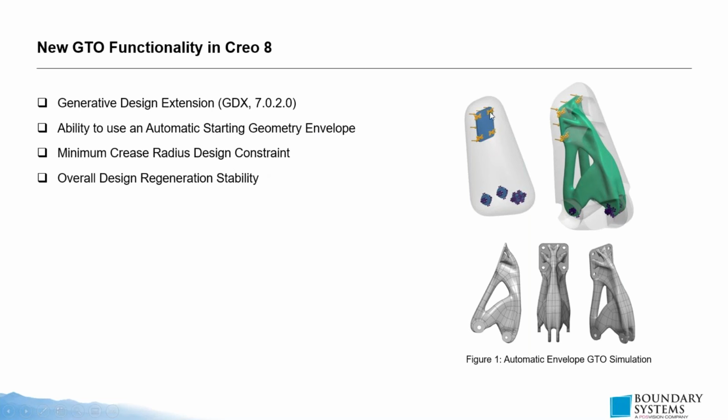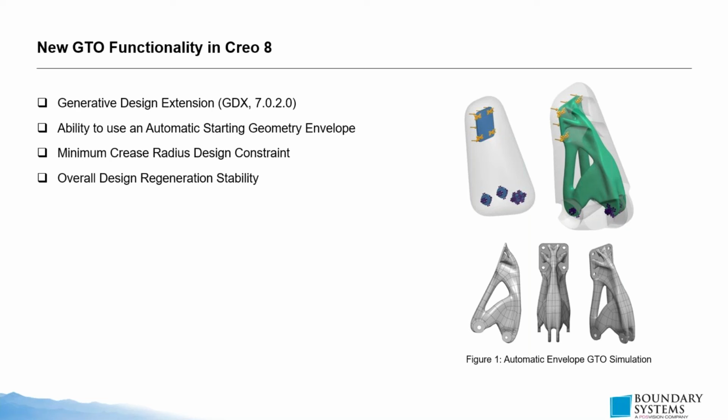So we're not giving it explicit bounds. We're just saying, hey, these parts need to be here. Do whatever you wish to get those two connected. The new design constraint added in Creo 8, or manufacturing constraint, is the minimum crease radius design constraint. This will allow you to smoothen the optimized result and reduce the amount of web topology that's generated, by making sure that all surfaces keep curvature that are close to this minimum crease radius.